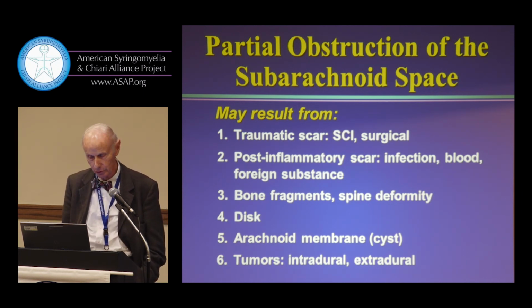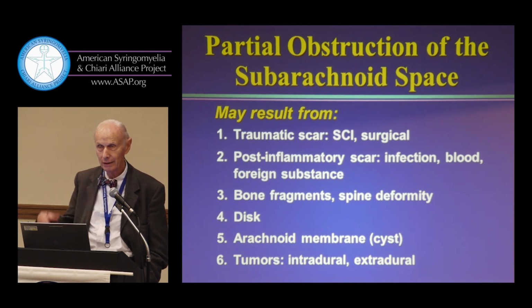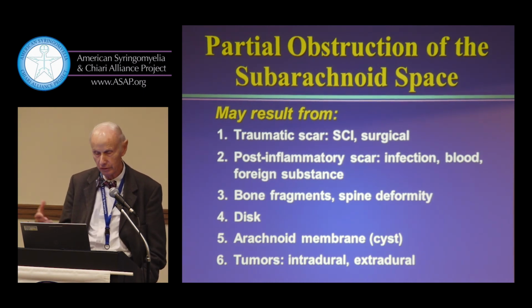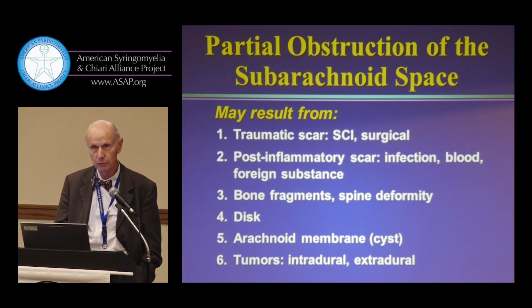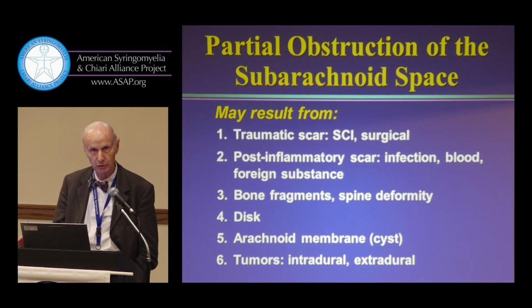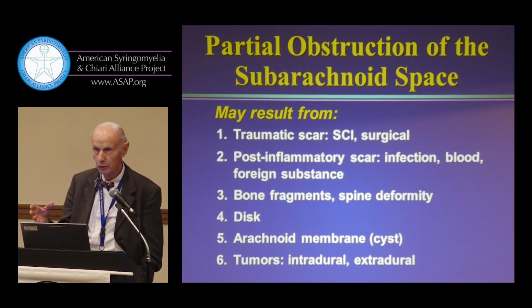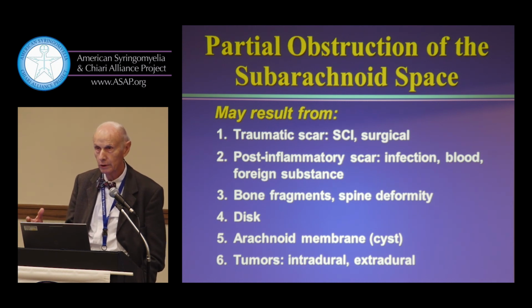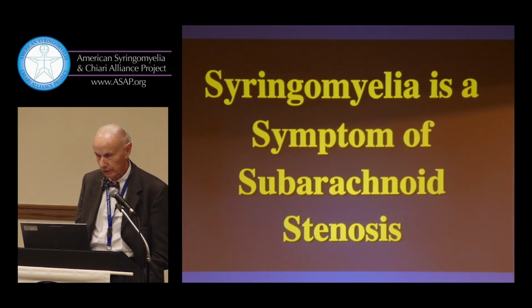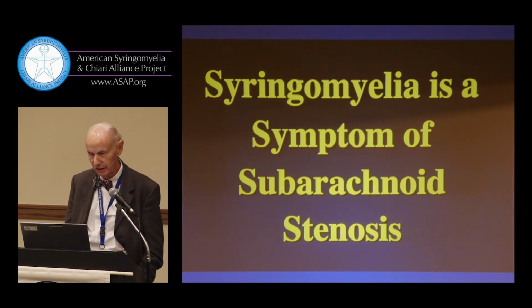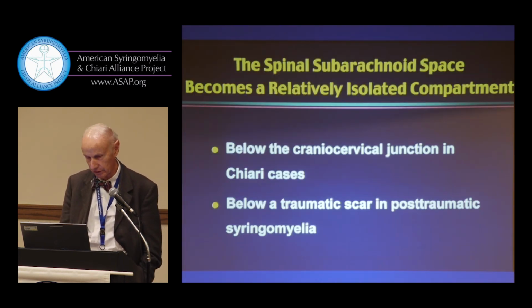Rarely, even a disc protrusion can do it. Occasionally, an arachnoid membrane, as I will show you, can form a partial obstruction of the spinal fluid circulation, and we call that an arachnoid cyst. And sometimes tumors can produce this, either tumors that are within the dura but outside of the cord, or tumors that are even outside of the dura, as long as they produce obstruction of the subarachnoid space. So, in a sense, syringomyelia is a symptom of subarachnoid stenosis.